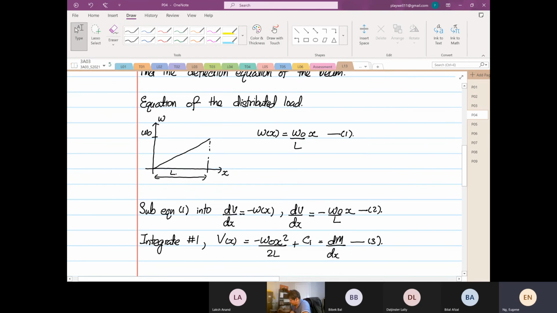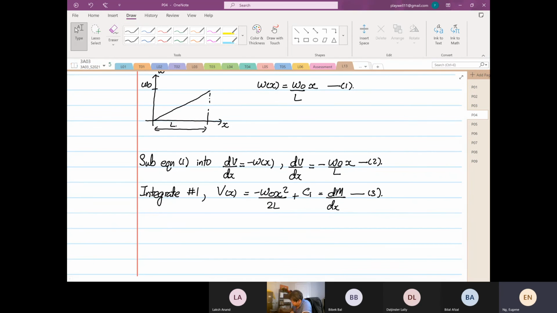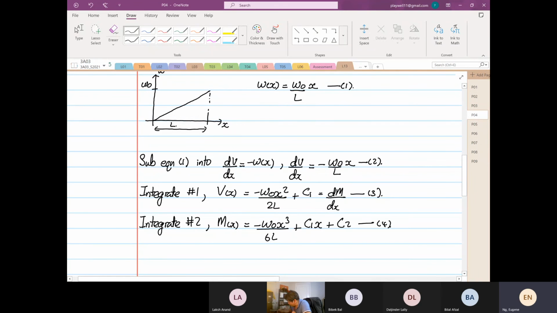Now, can we find C1? If you look at our boundary conditions over here, we don't know any boundary condition at this point. Okay, move on. Then we integrate the second time. So M as a function of x is equal to minus omega naught x cubed over 6L plus C1 x plus C2. Now this is equation number 4.